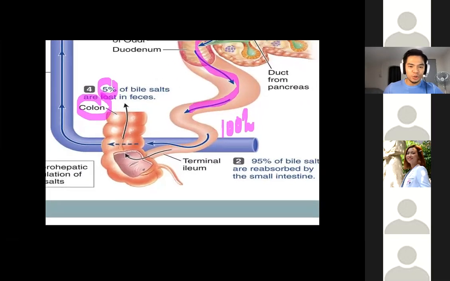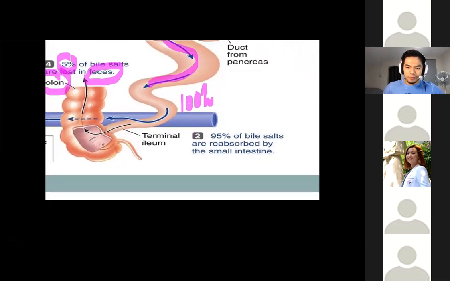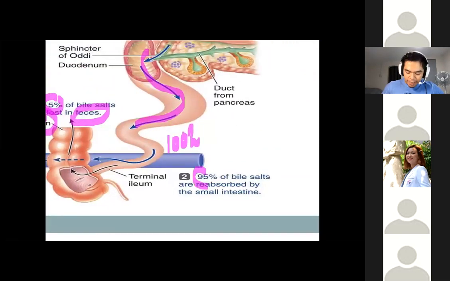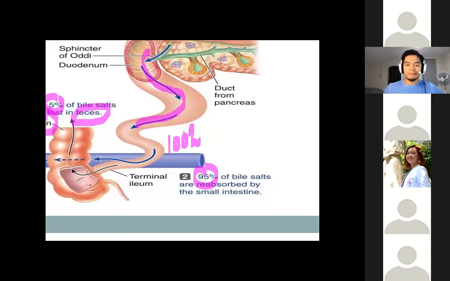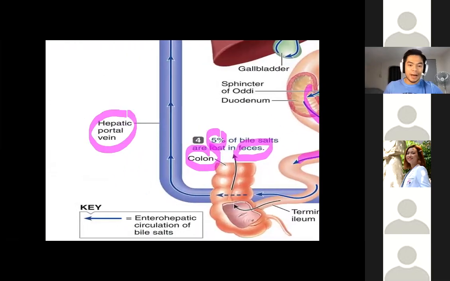Yes, that's why I told you 5% is being excreted via the colon or in the form of stool or feces. So yan yung 5%. Now, paano naman yung remaining 90 to 95%? Yung remaining 90 to 95%, take note, ay pumapasok sa tinatawag na hepatic portal vein. Dumadaan siya sa hepatic portal vein.